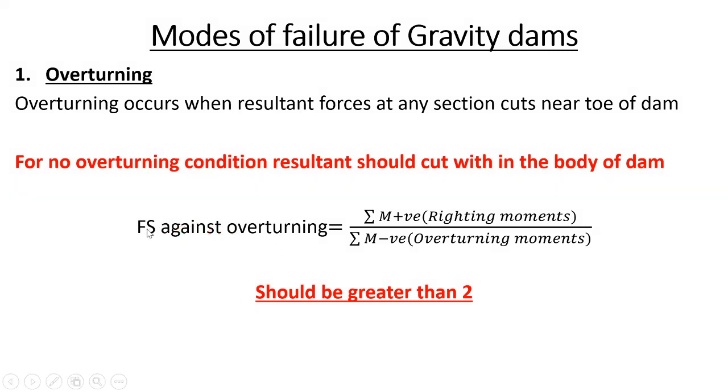Now again continuing, the factor of safety against overturning can be calculated using this equation. I think all of you remember this equation. This equation was used in the stability analysis check of gravity dam in our previous problems, and this factor of safety should be greater than 2.